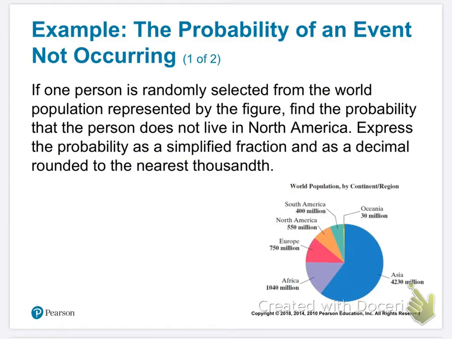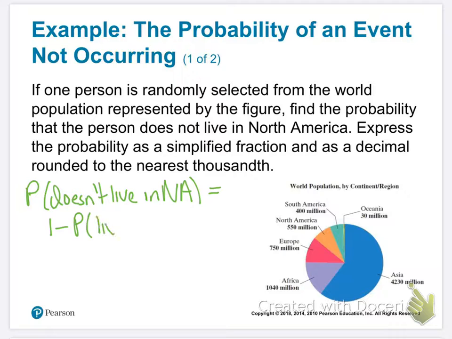So, example, find the probability of an event will not occur. If one person is randomly selected from the world population represented in the figure, find the probability that the person does not live in North America. Express the probability as a simplified fraction and as a decimal rounded to the nearest 1,000th. So, we want to find the probability they don't live in North America. And this is equal to 1 minus the probability that they live in North America. We could do it the other way, but it's much more time consuming. We'd have to add up all those fractions.